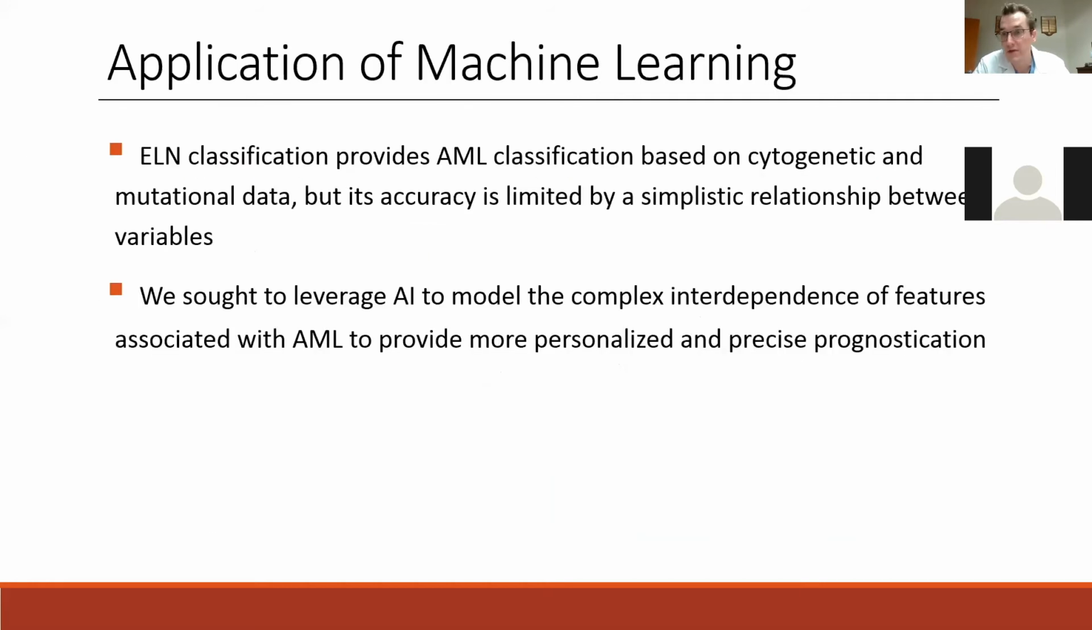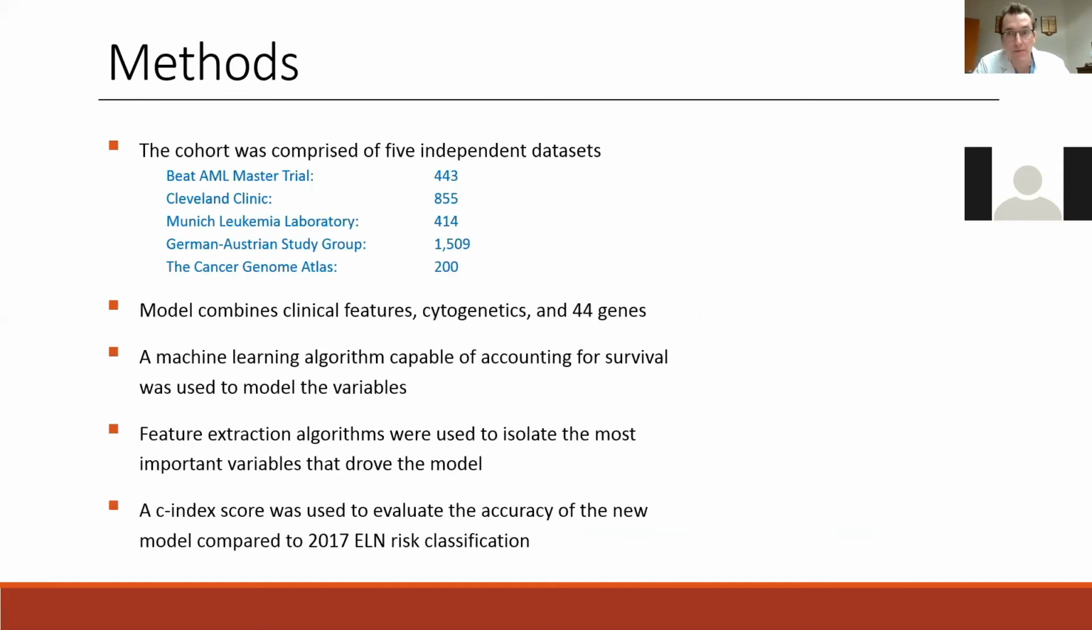Now, we talked about the ELN classification, about 75% accurate. And it's trying to model this very complicated system that determines a patient's outcome. Now, what if we try to use artificial intelligence to look at that complex interaction between all these prognostic features in AML? Perhaps we can come up with a more accurate model. I'd like to introduce my abstract here.